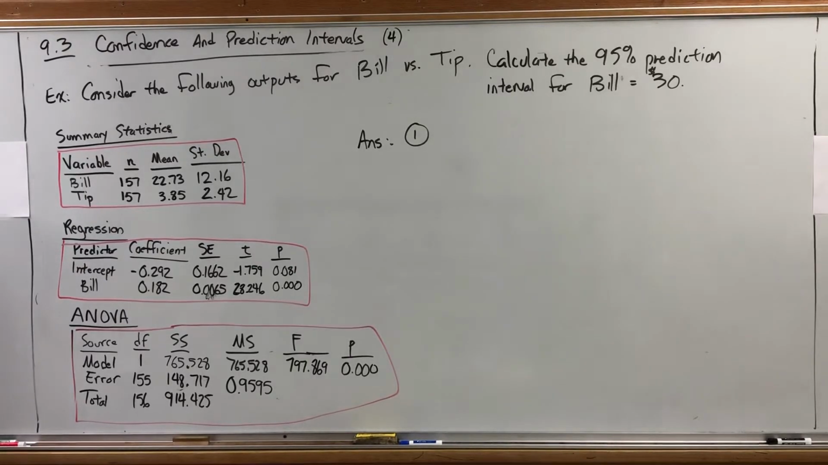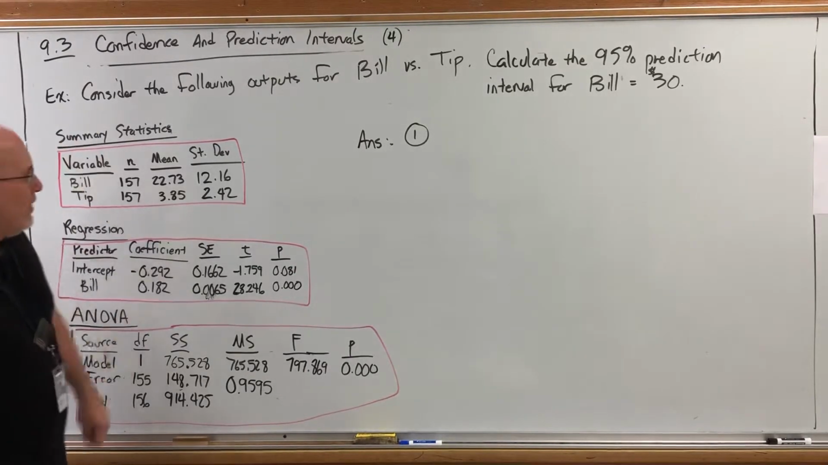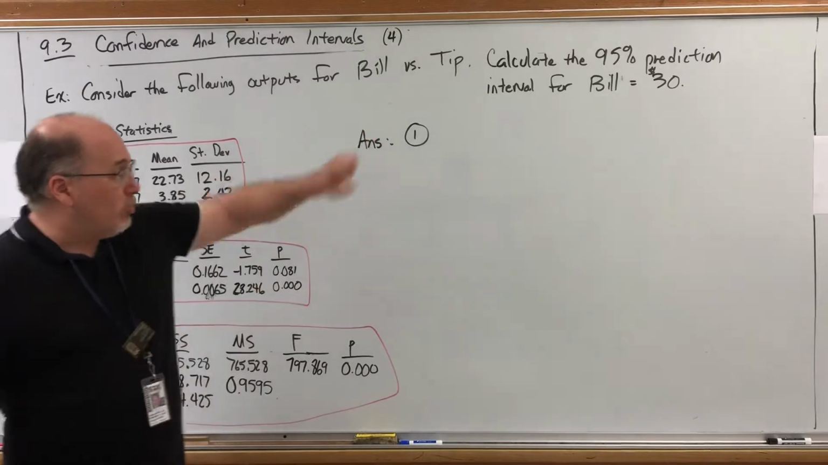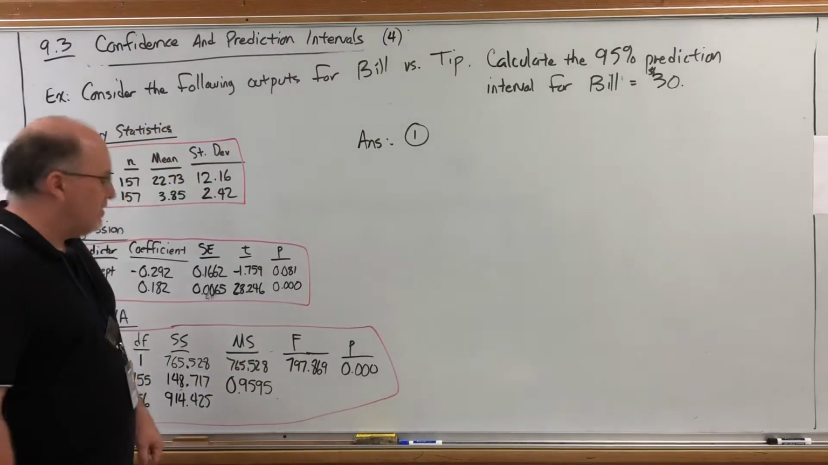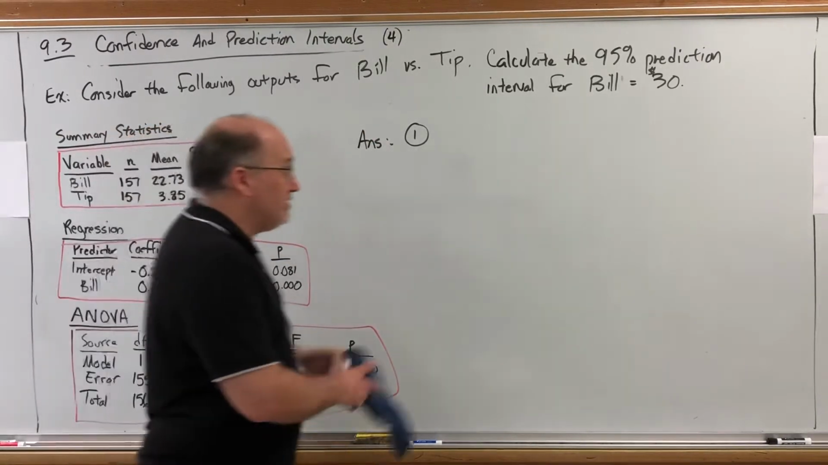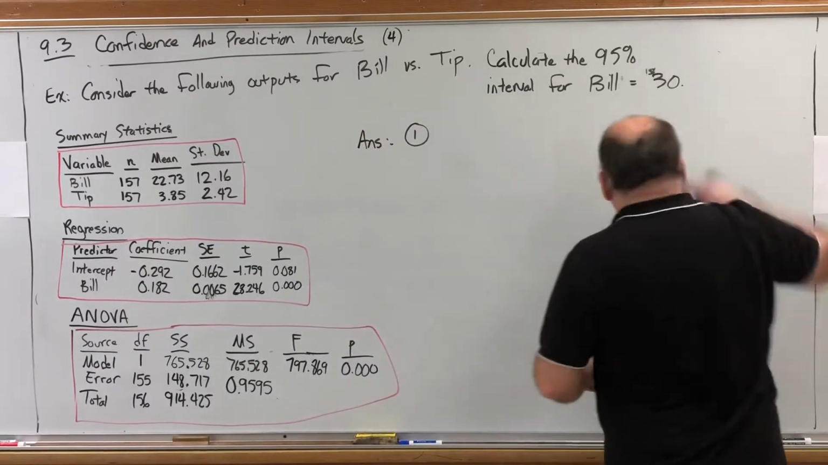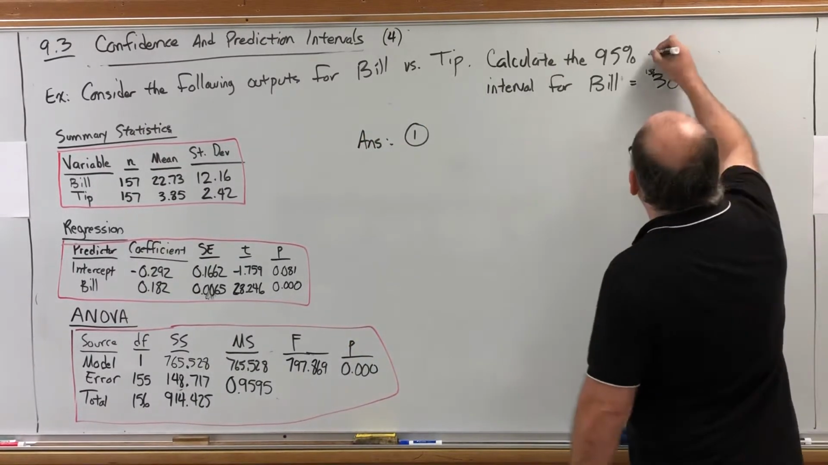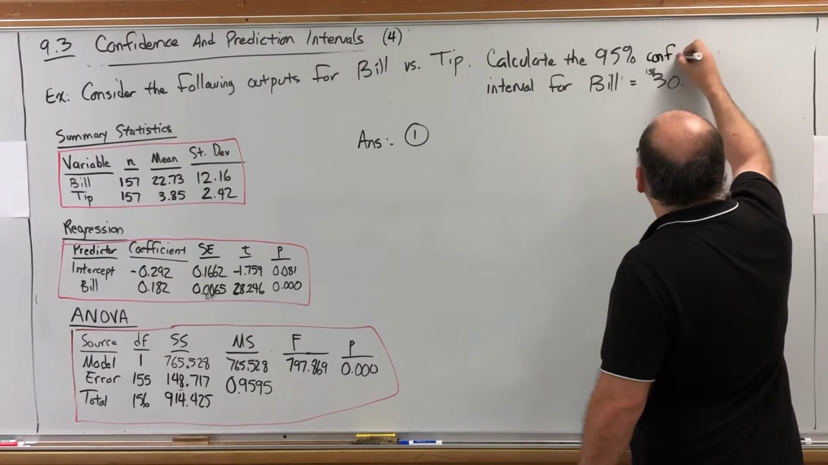So let's do an example. Consider the following outputs for bill versus tip. We're going to calculate the 95%, not prediction interval yet, we'll do that second, confidence interval for a bill value of $30.